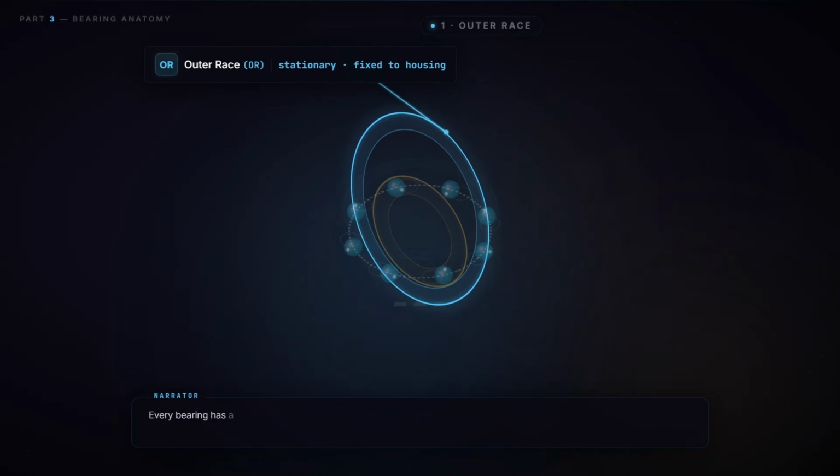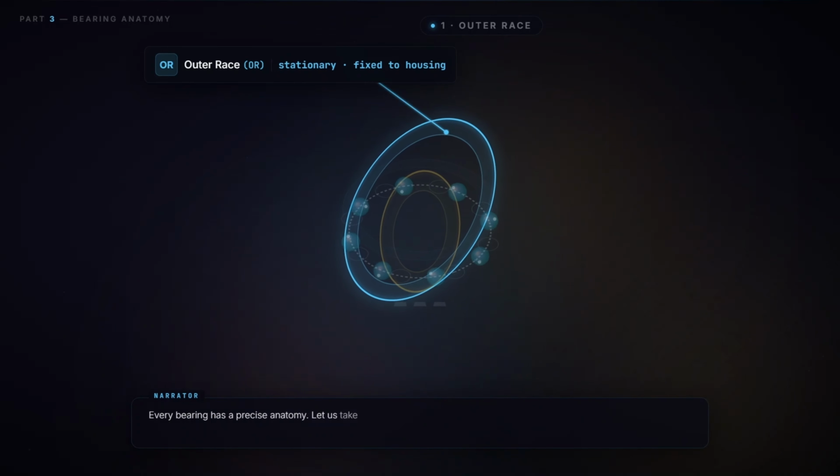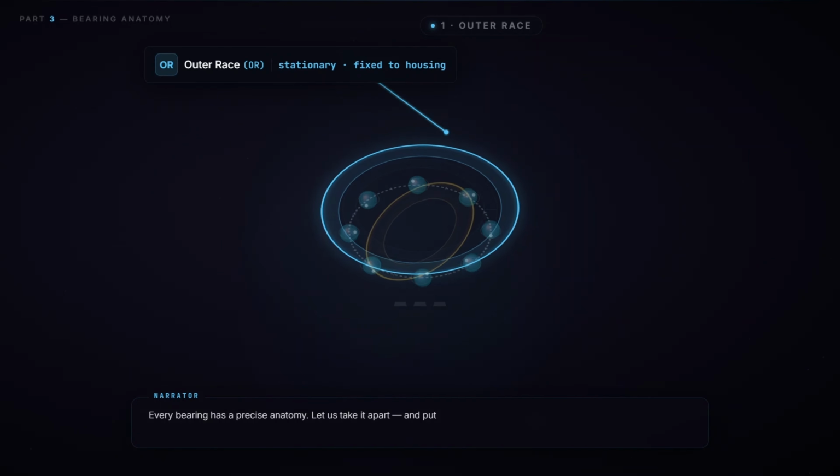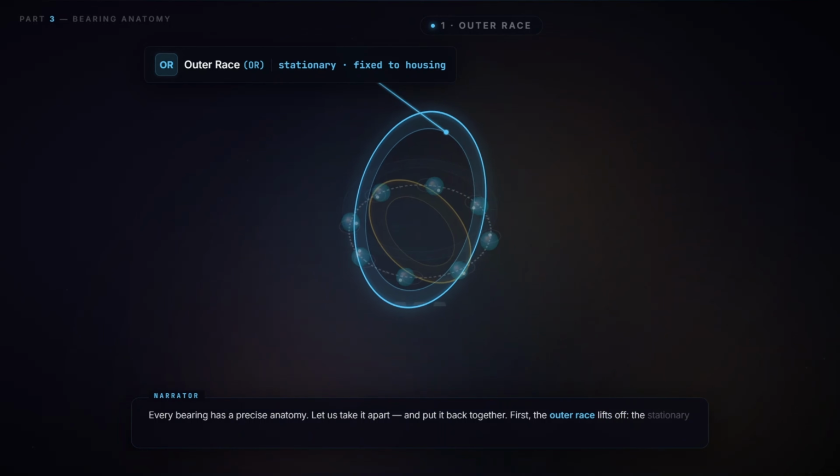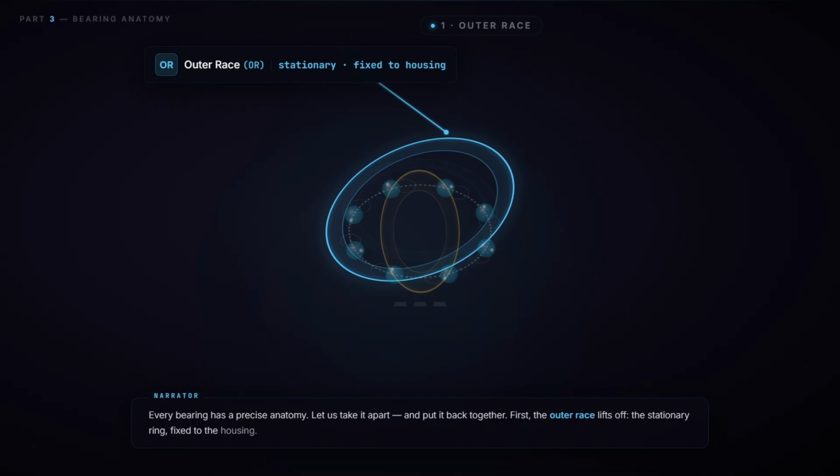Every bearing has a precise anatomy. Let us take it apart and put it back together. First, the outer race lifts off. The stationary ring, fixed to the housing. It never moves.